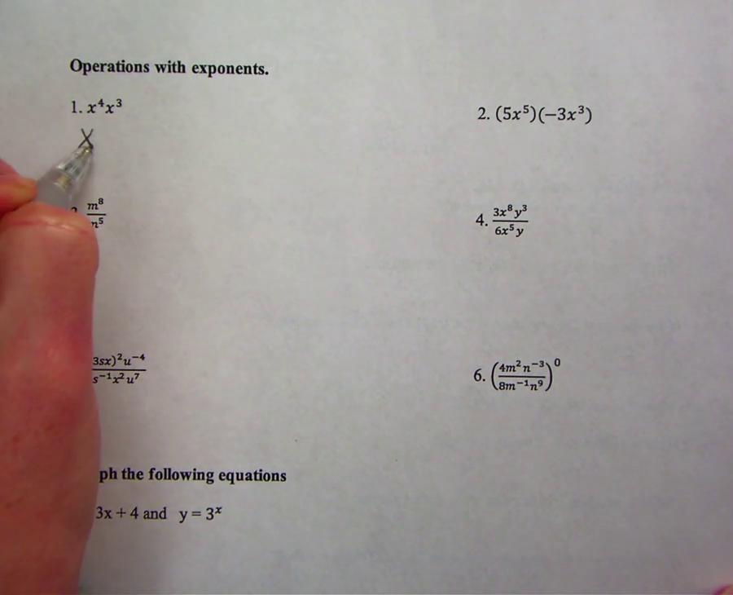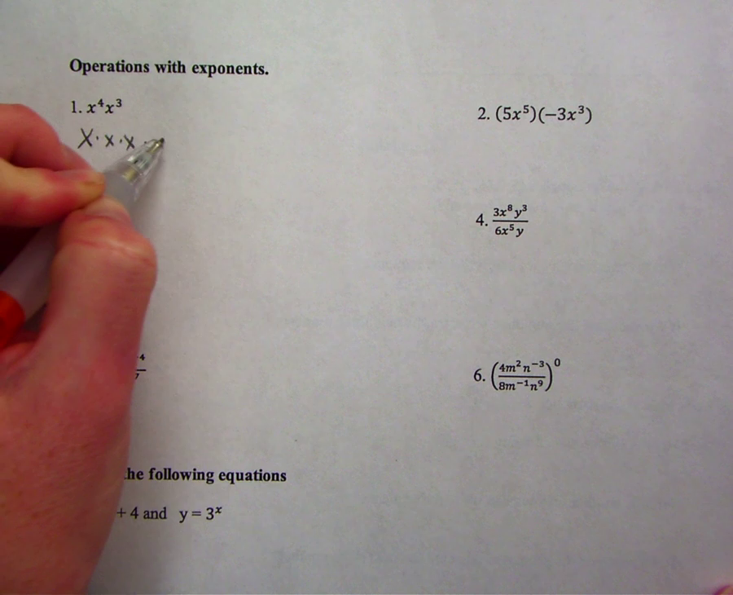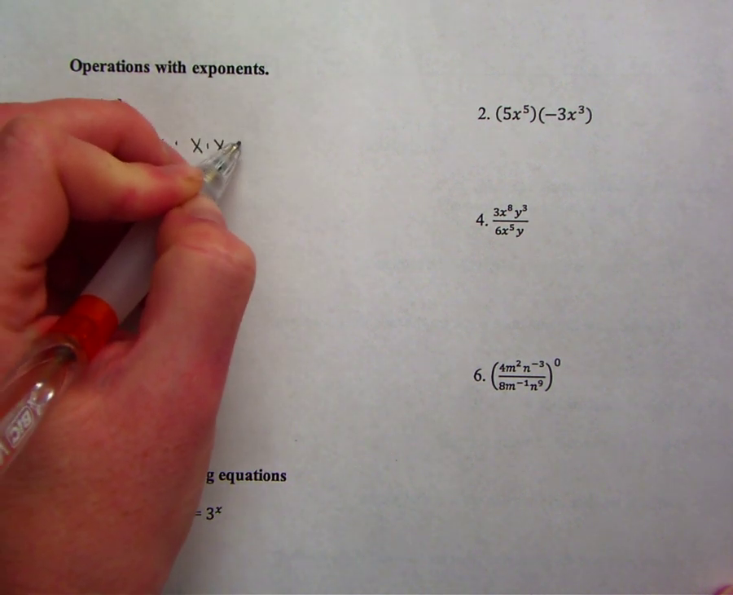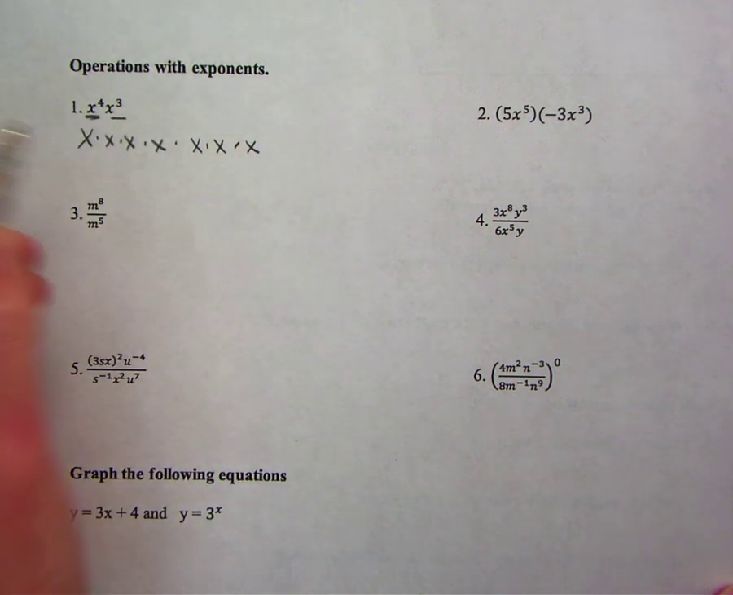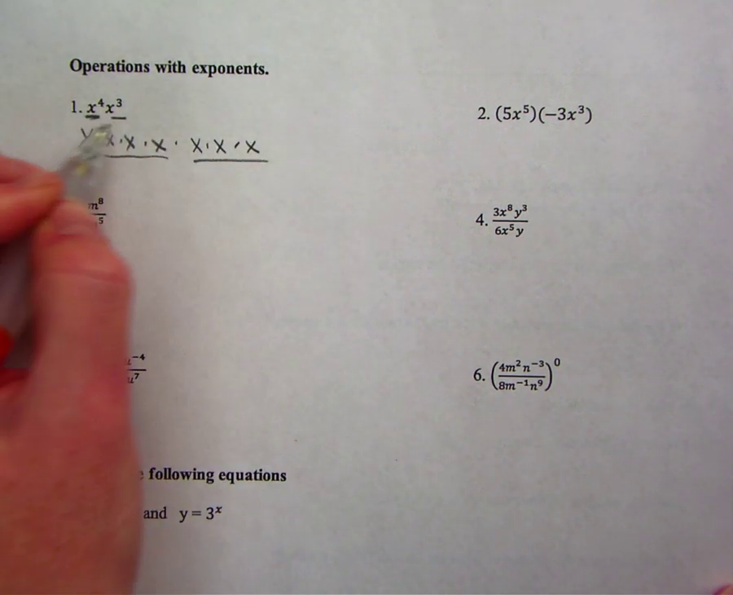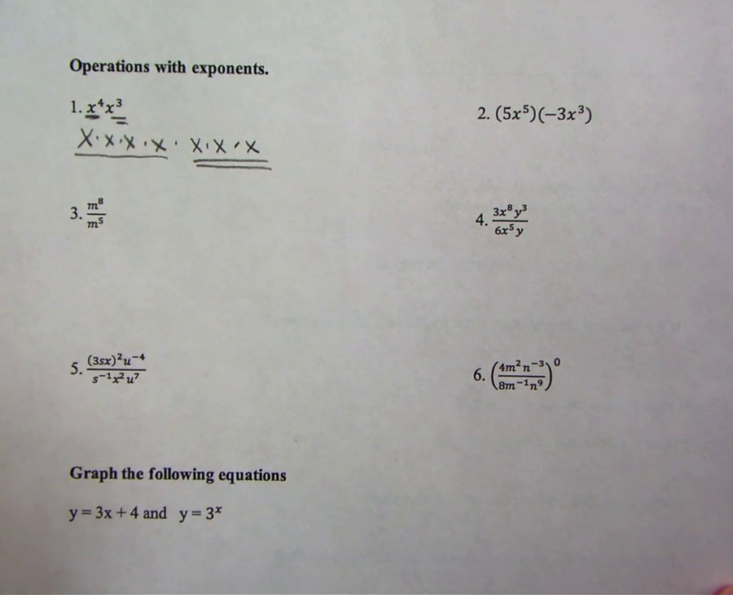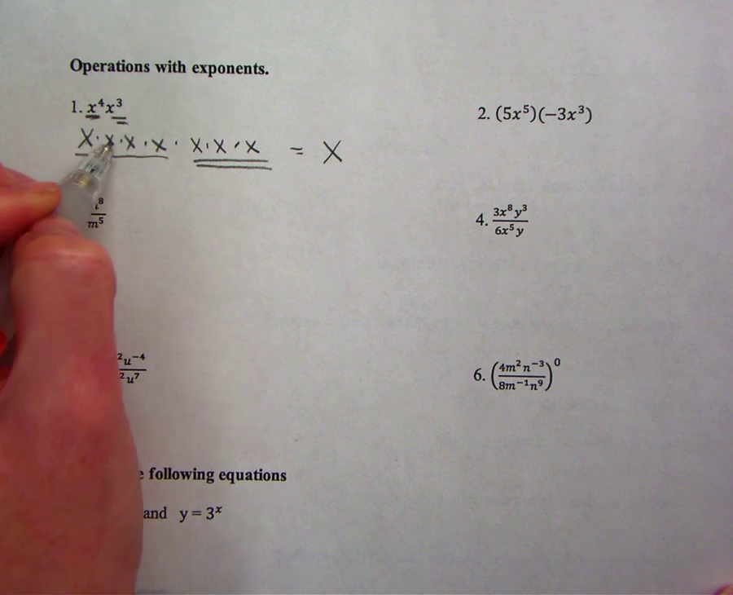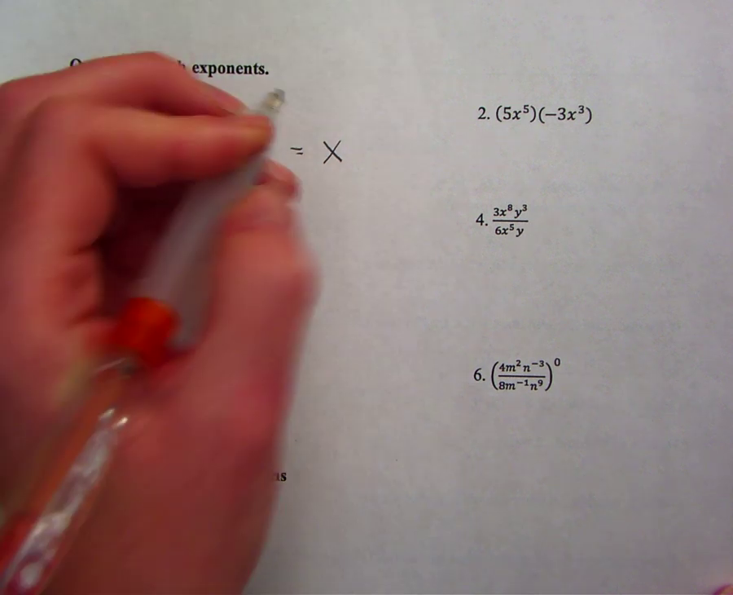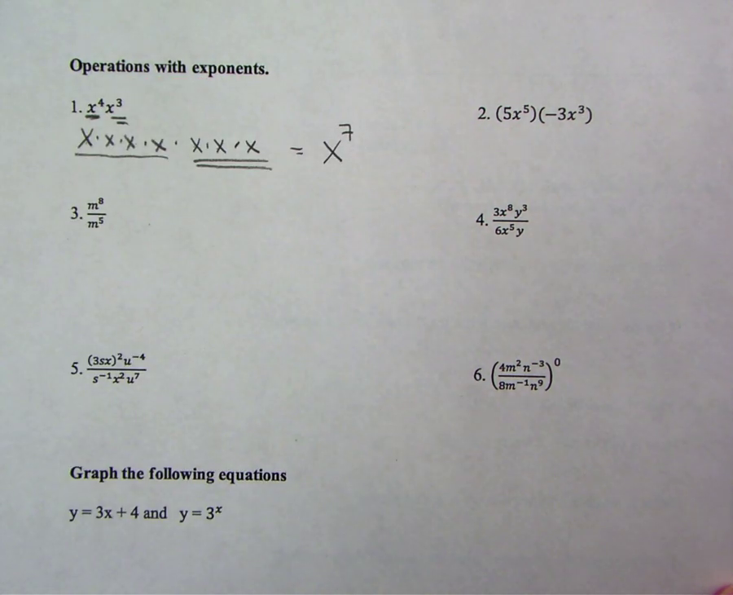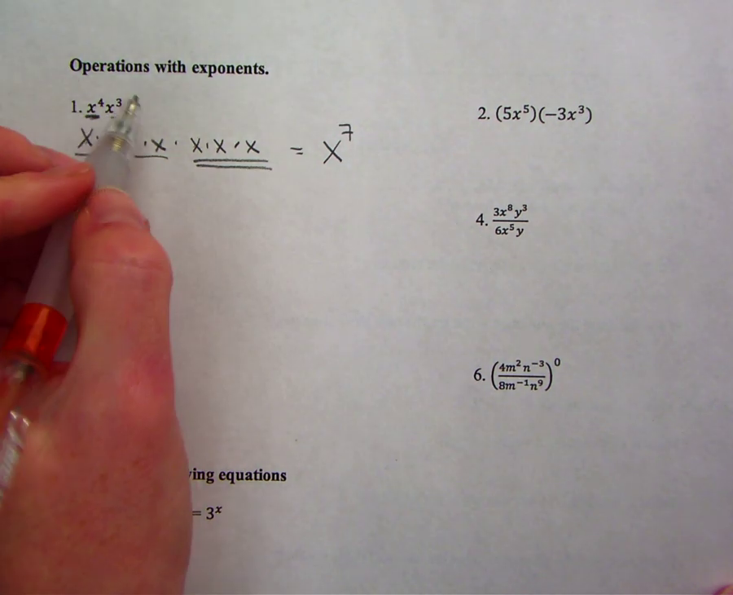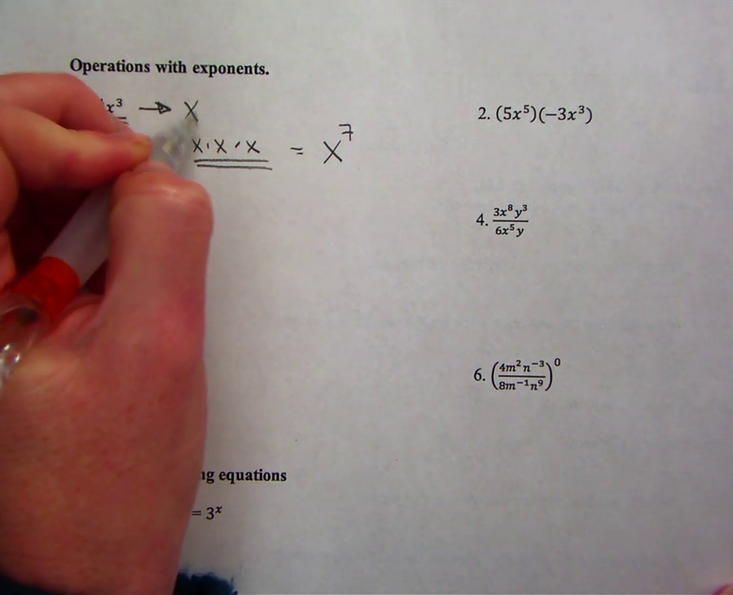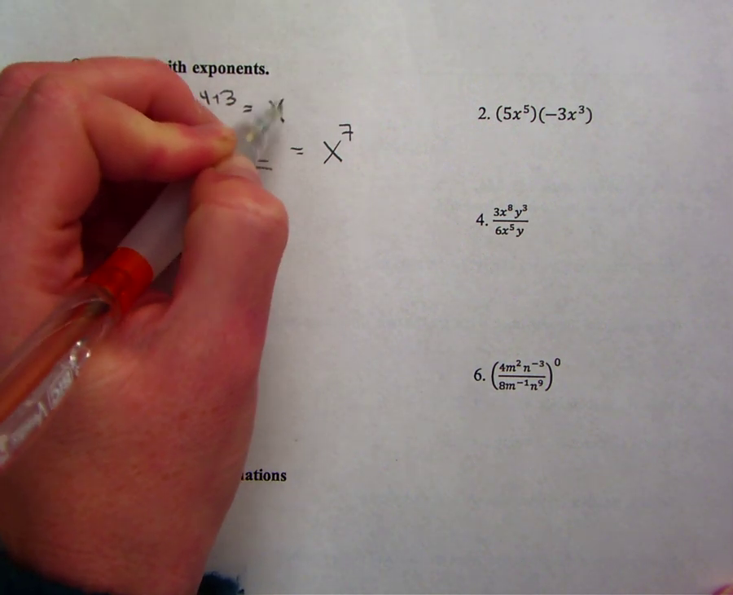If we write this out in expanded form, we have x times x times x times x, that's x to the fourth, and we're multiplying that by x to the third. If we multiply all this together, what we actually have is x to the 1, 2, 3, 4, 5, 6, 7th power. To get that without writing it all out, hopefully we can see that if we add our exponents, x to the 4 plus 3, we would get x to the 7th.